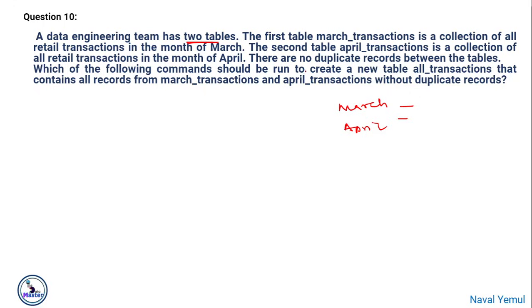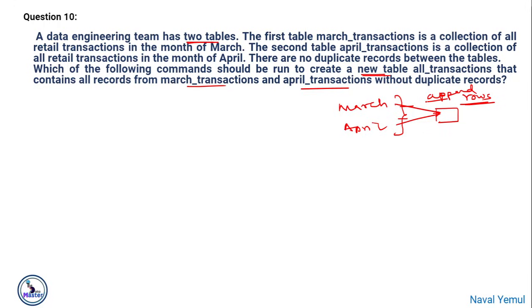Which of the following commands should run to create a new table, all transactions? So they want to add these two and create only one table. This should contain both the records from March and April. If you are coming from a SQL background, you would easily understand that you want to append the rows. We are talking about adding the rows, appending the rows.